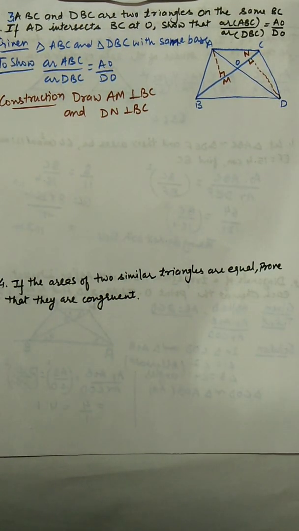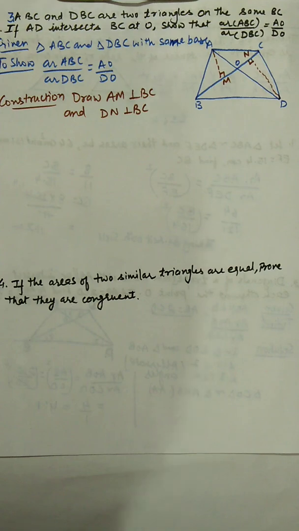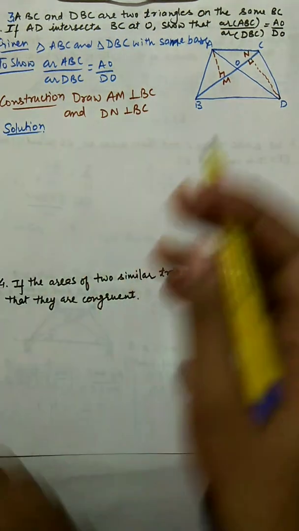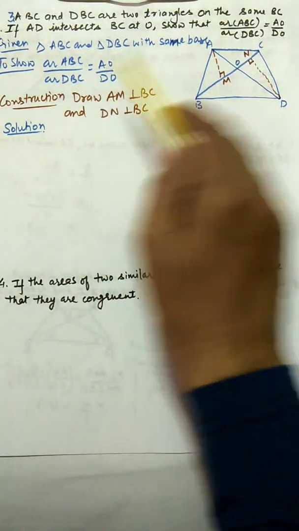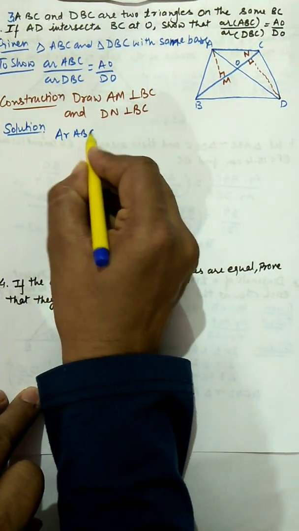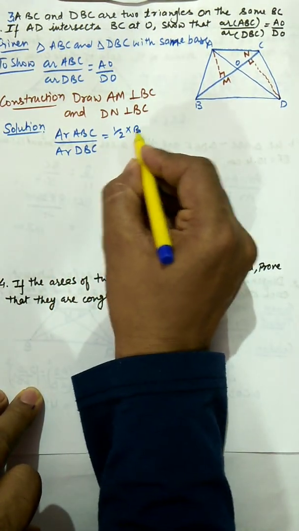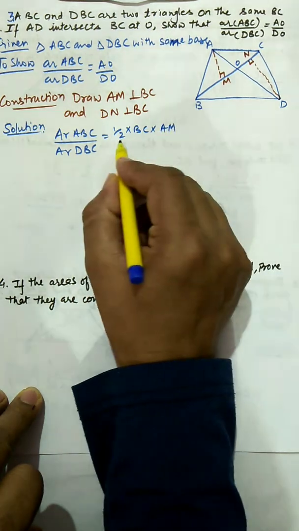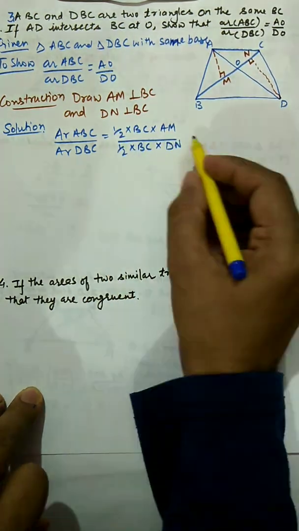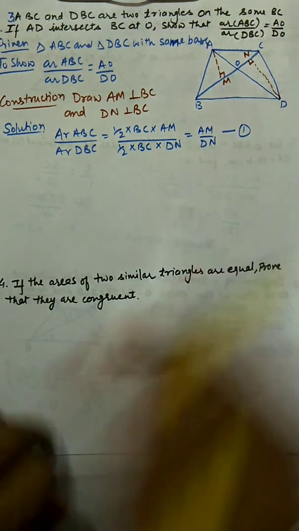And now we have to show the result. So we write the solution. The solution will be: if I take the area ABC, then it is 1/2. You can write this area ABC upon area DBC. This is 1/2, base is BC, and perpendicular is AM, and here it is 1/2, base is same, and this is DN. So 1/2 cancel, BC cancel. So this is now equal to AM upon DN. We mark this as 1.